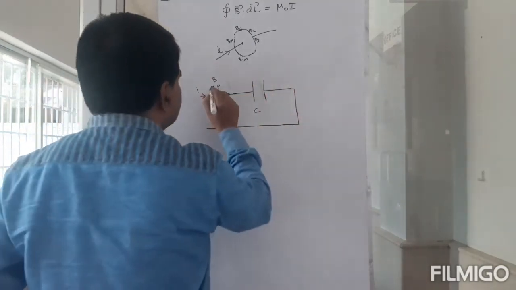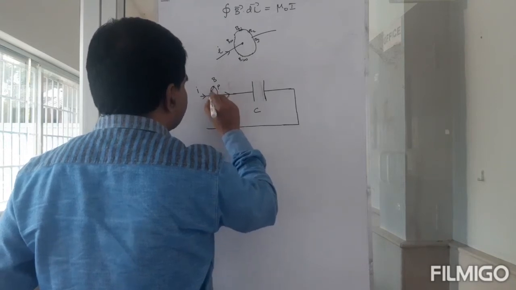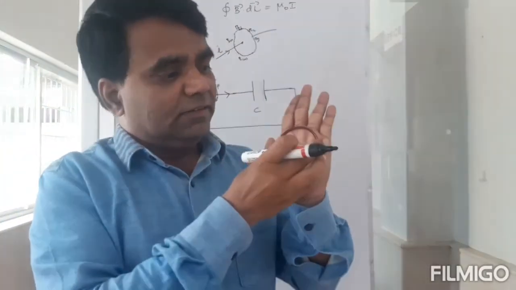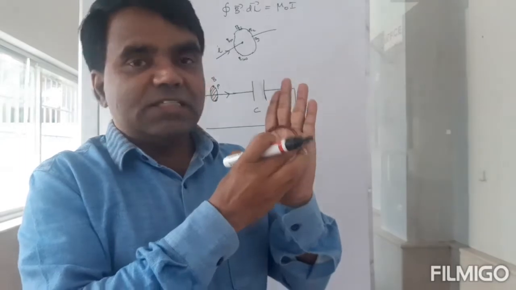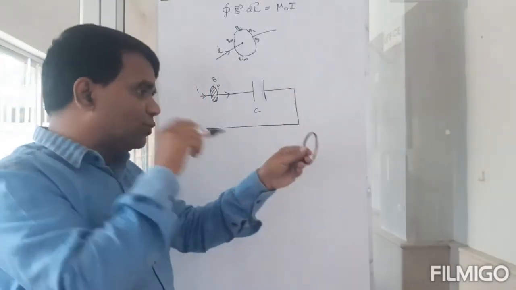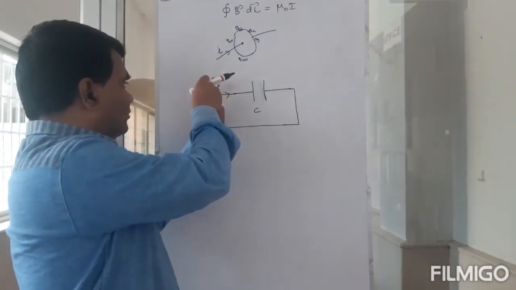Now I can imagine a surface. Okay, this is not a surface. Let's imagine that I paste a paper, so then it becomes a surface. Now this wire is going to pierce through the surface, just like that.